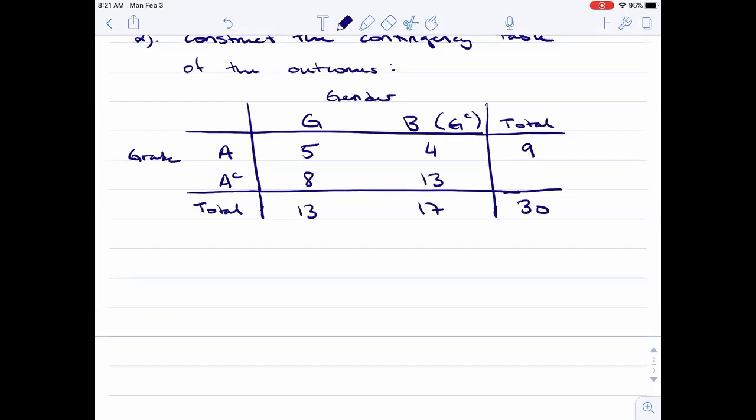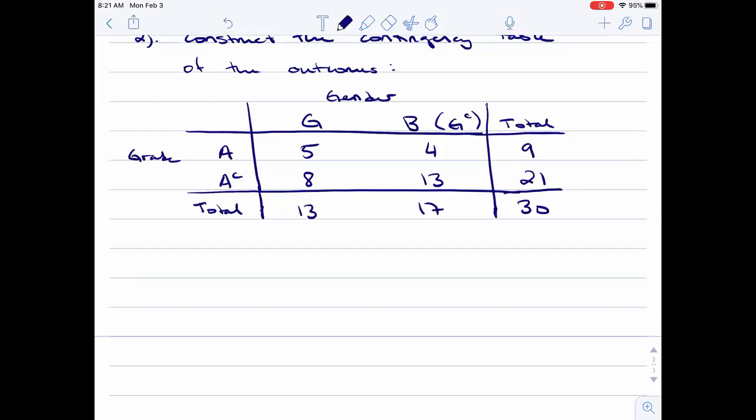Nice. So then how many students didn't get an A? Must be 8 plus 13. Math Whiz is in here. And then you just want to double check: 9 plus 21 does equal 30. So you always want to check to make sure that your totals all work out. Okay, so this is good.